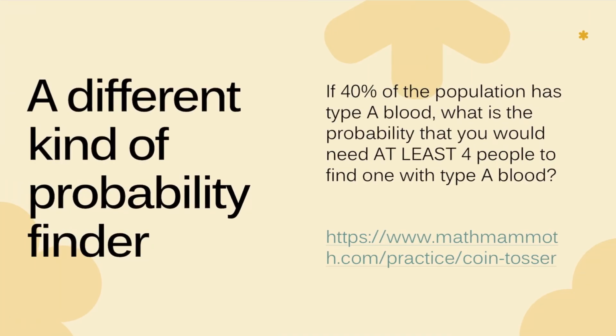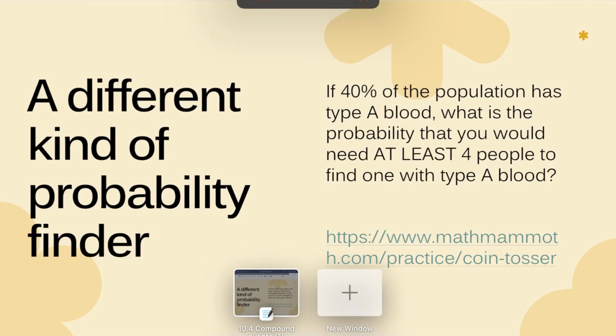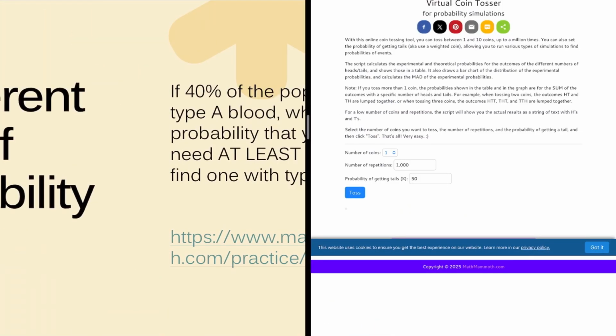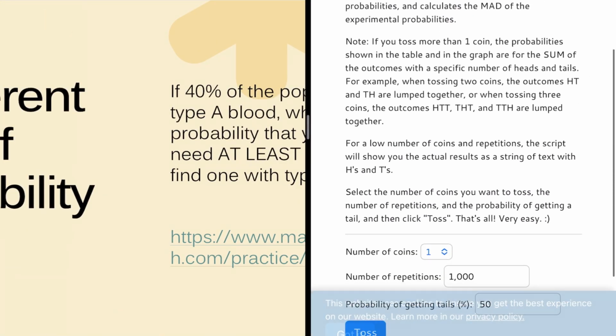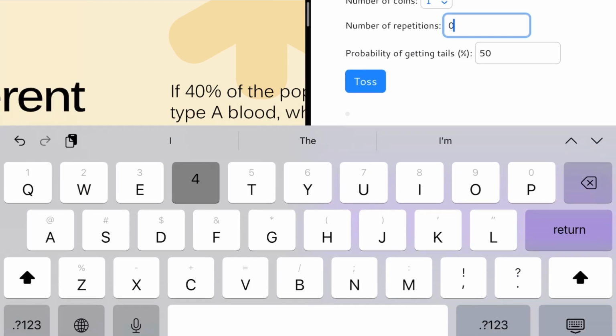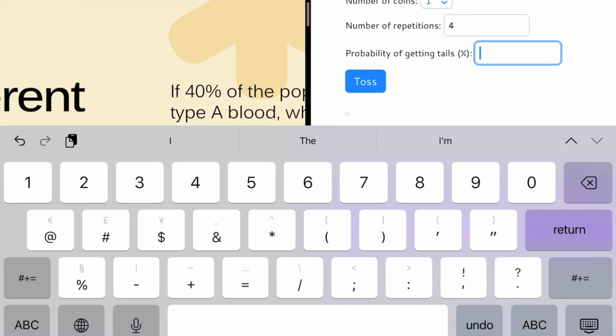There is a different kind of probabilities. Let's say 40% of the population has type A blood. What is the probability you need at least 4 people to find one with type A blood? So we're going to split the screen. Okay. And then we're going to say there's 4.